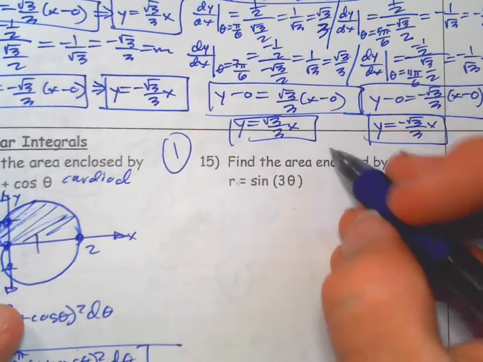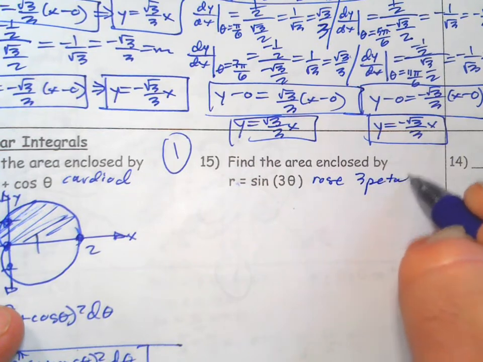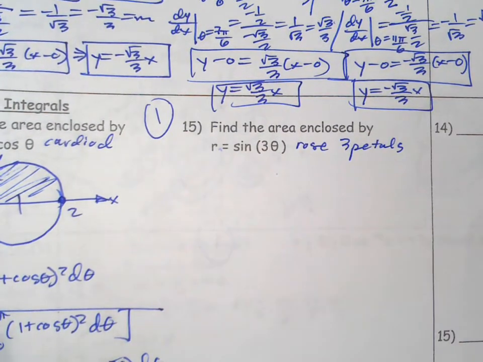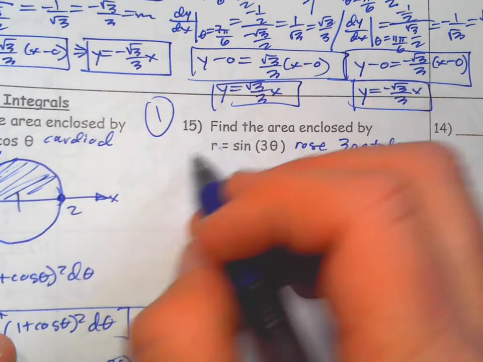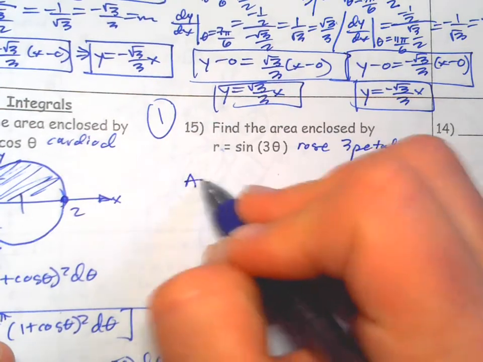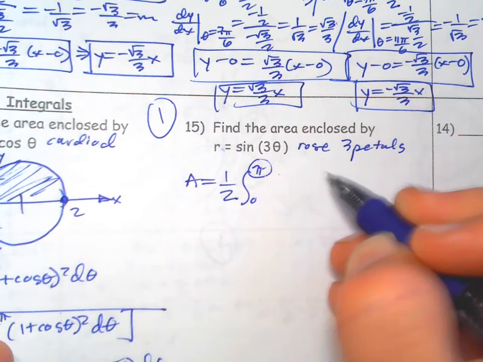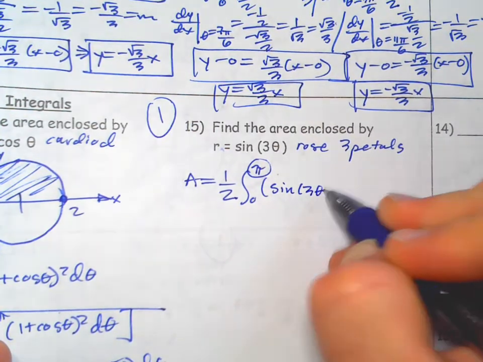Okay. Next one, find the area of this. This is a rose curve with 3 petals. Like I said, I don't think using symmetry is going to help. It's going to be too hard to figure out. I would say let's just find the whole thing. Let's not even sketch it. I mean, you could if you want, but 0 to pi. Now, here's the key. It's 0 to pi, not 2 pi, because it's an odd number of petals. If it's an even number, you go 0 to 2 pi.